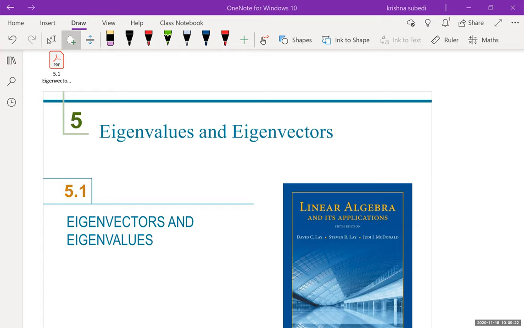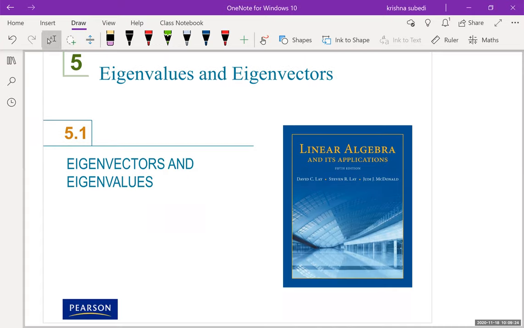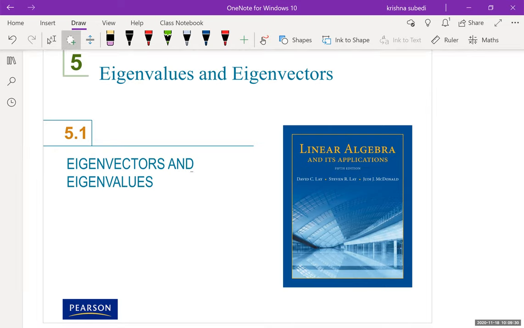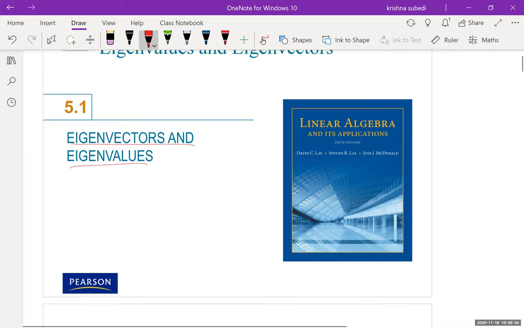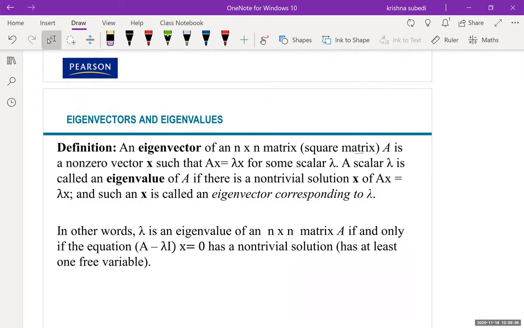So today we will start chapter 5, and the first section in chapter 5 is about eigenvectors and eigenvalues. So what are eigenvectors? Let us look at the definition of eigenvectors.